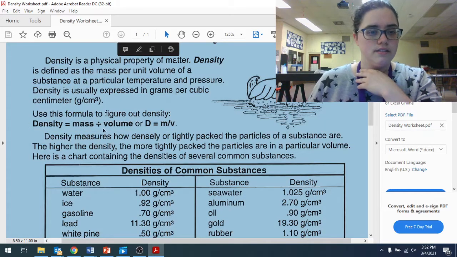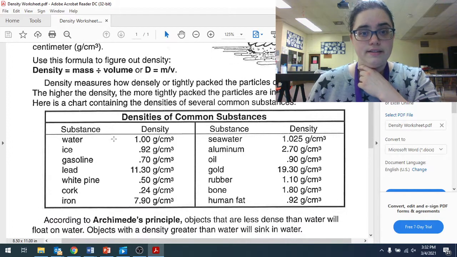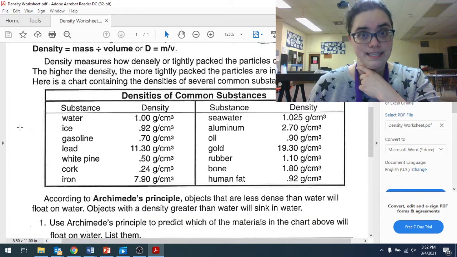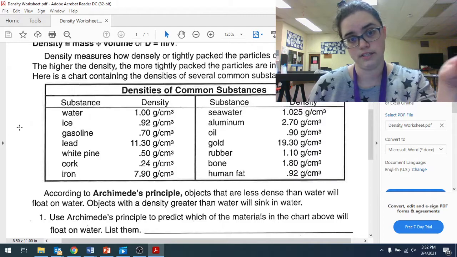Okay? So density measures how densely or tightly packed the particles are in a substance. And here's a table with some substances and some densities. Most likely these are at room temperature and at sea level-ish altitude.